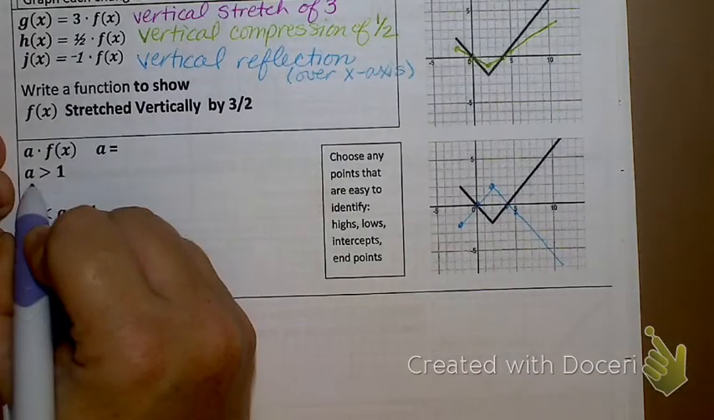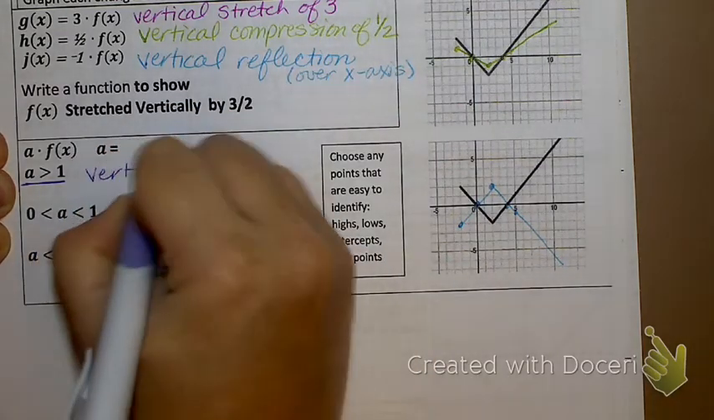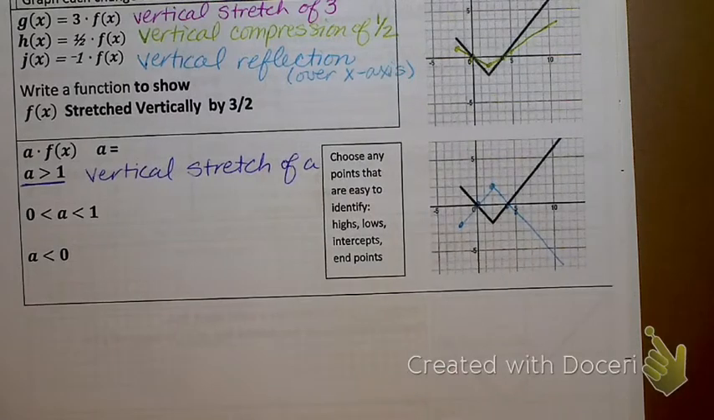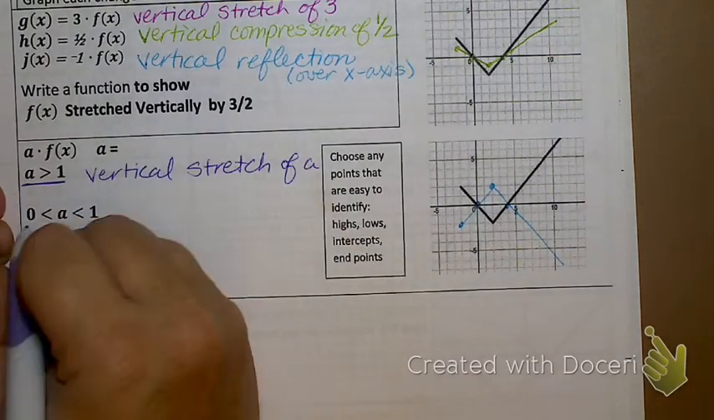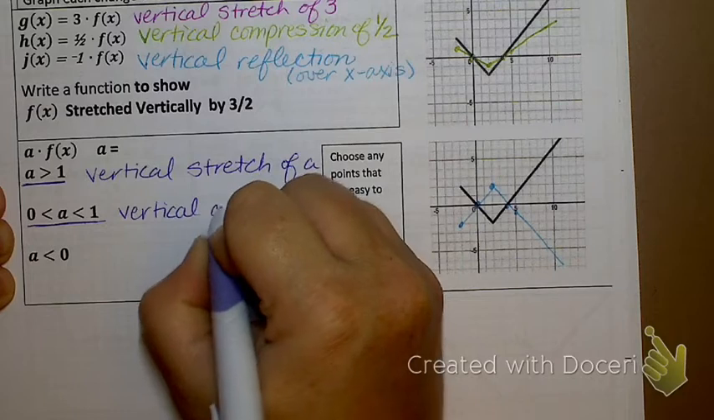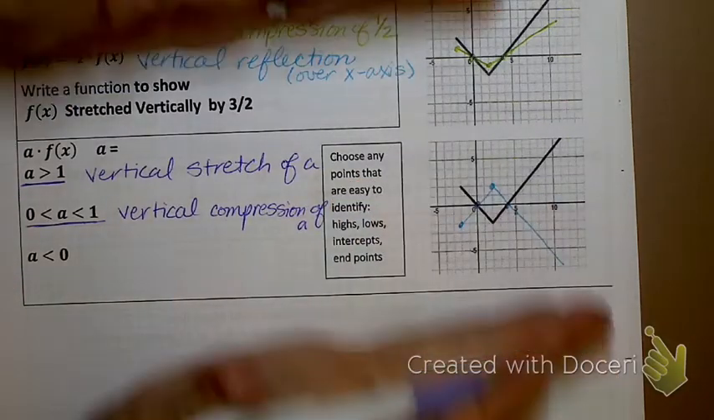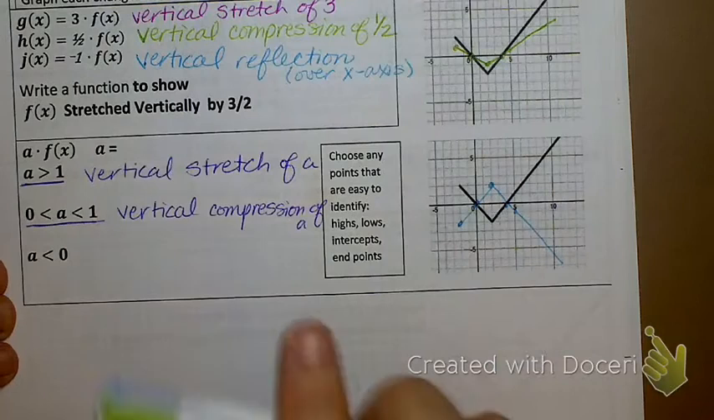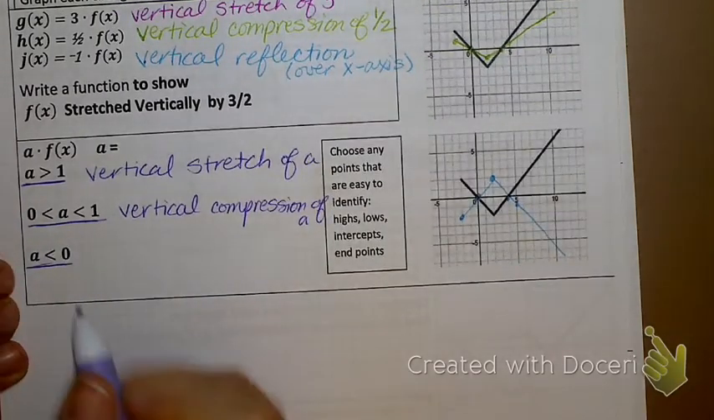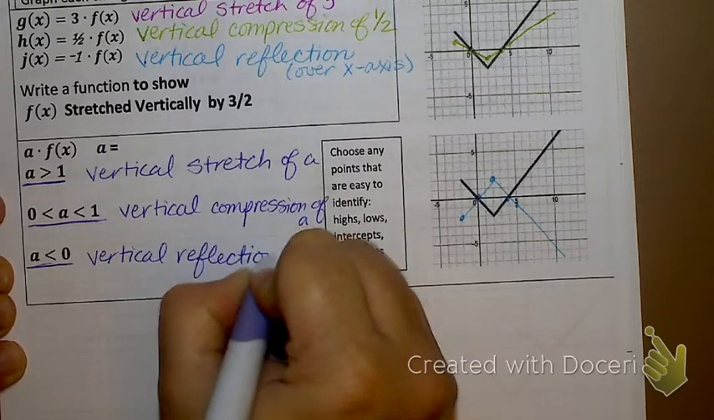We say that A is our vertical change. When A is bigger than 1, we have a vertical stretch of A, whatever A is. Vertical stretch of 3 or whatever A is. When A is between 0 and 1, we have what? A vertical compression of A, meaning it has vertically been squished. And when A is less than 0, and it could be in combination with either of the other two, what do we have? Less than 0 means negative. We have a vertical reflection. So those are the 3 things.